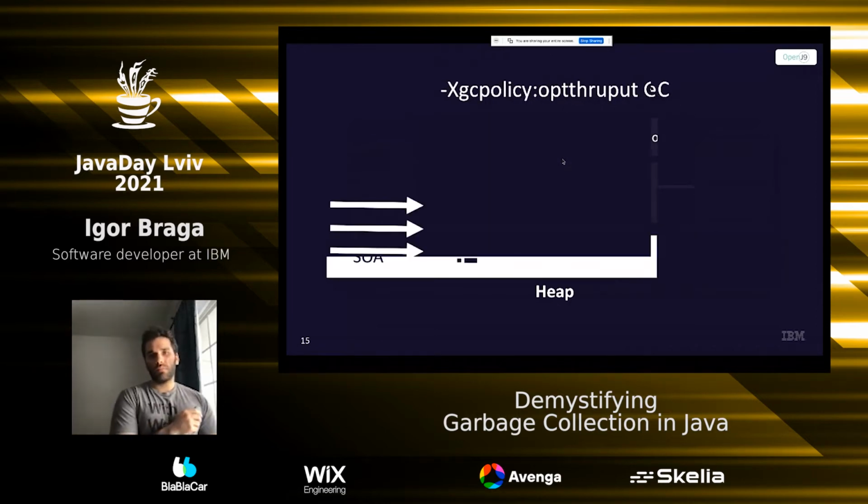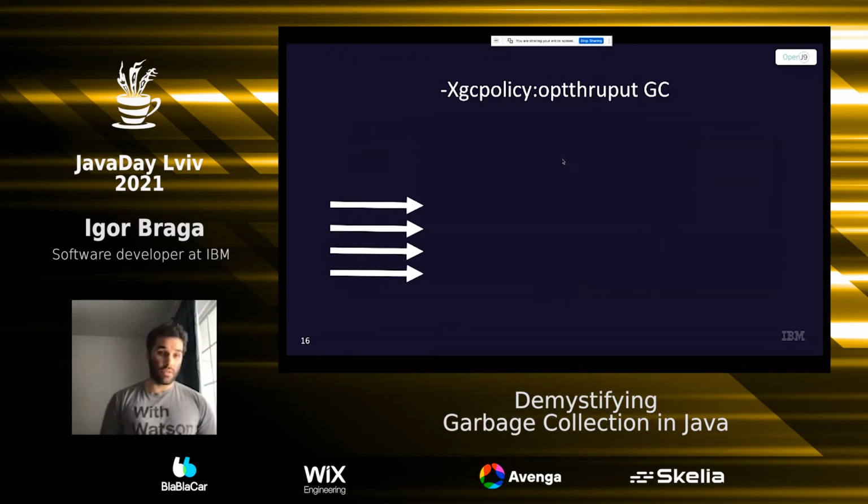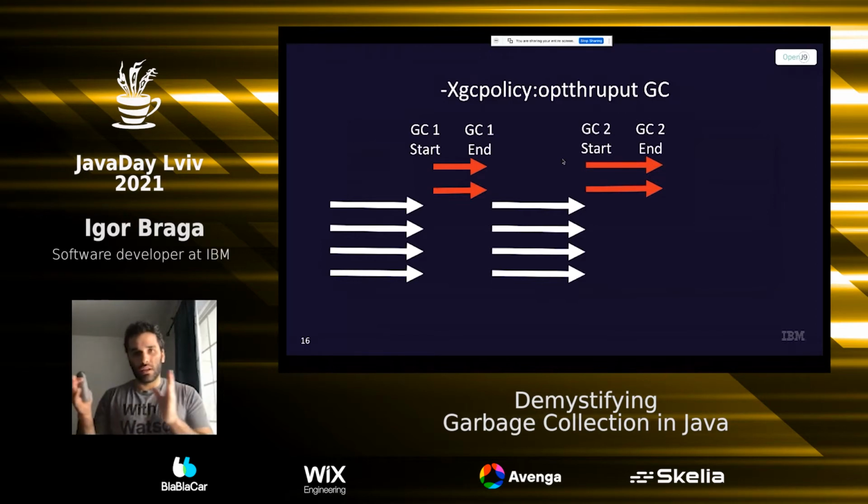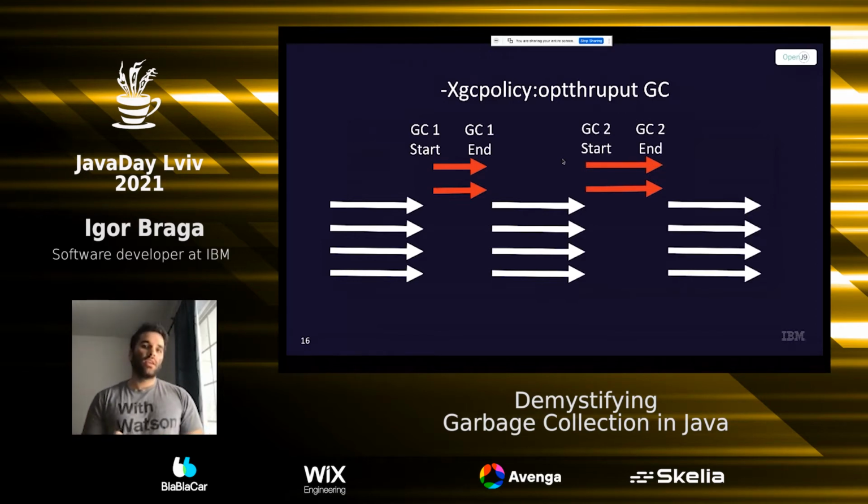So this is how an application under this policy behaves. The white arrows represent the application thread, and the red arrows represent the GC threads. Application threads start, and whenever we deplete the heap, whenever we hit an allocation failure, we stop all the application threads and we trigger a GC. So that's the red arrows there. Once the GC is done, then the application can continue from there. Then whenever we hit an allocation failure again, another GC cycle is completed, and so on.